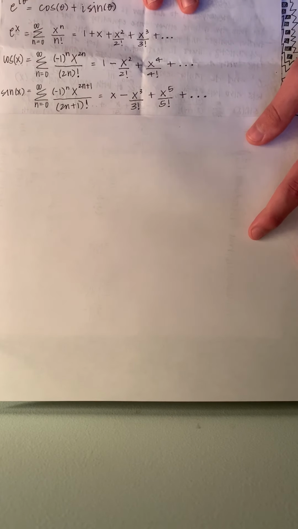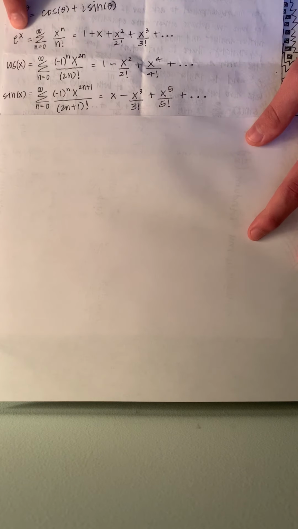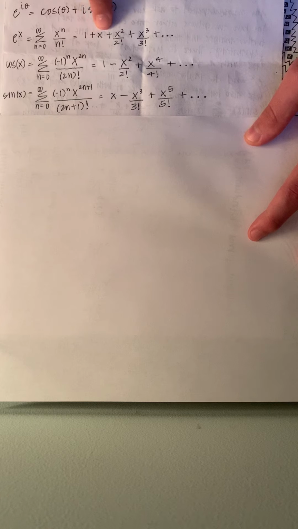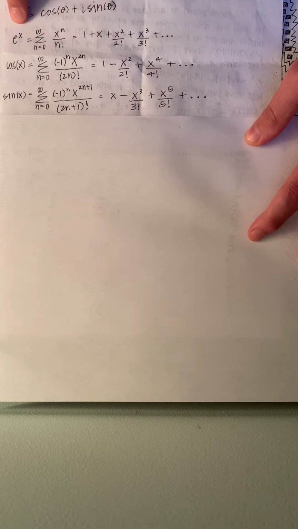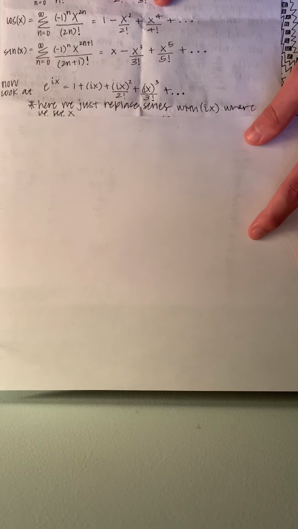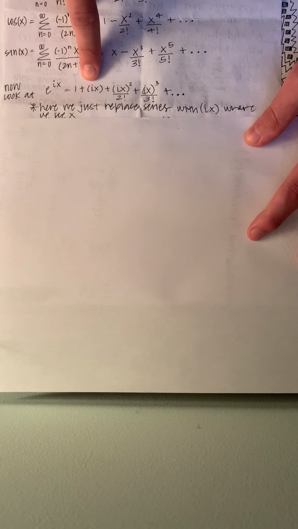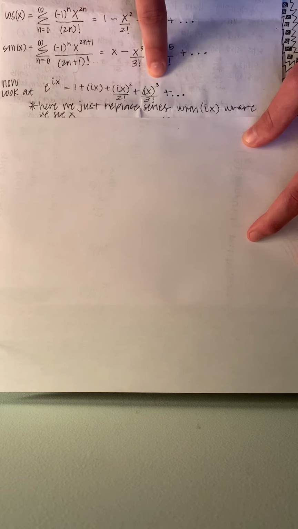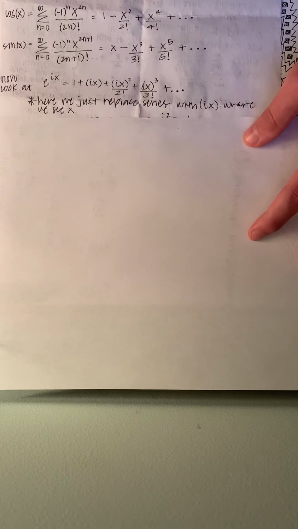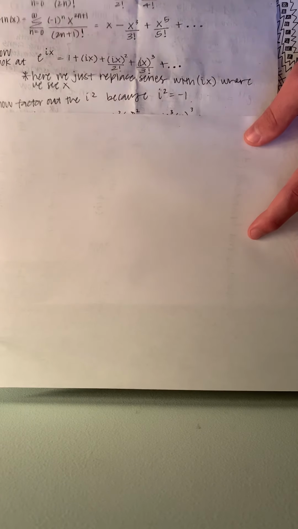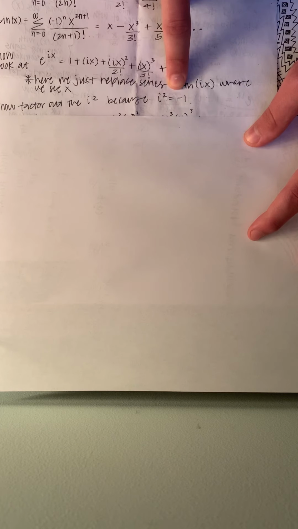And now this is where we can just take our e to the x, and everywhere we see x, we can replace it with i x. So our sum looks a little bit like this. We can factor out i squared because it's just negative 1.